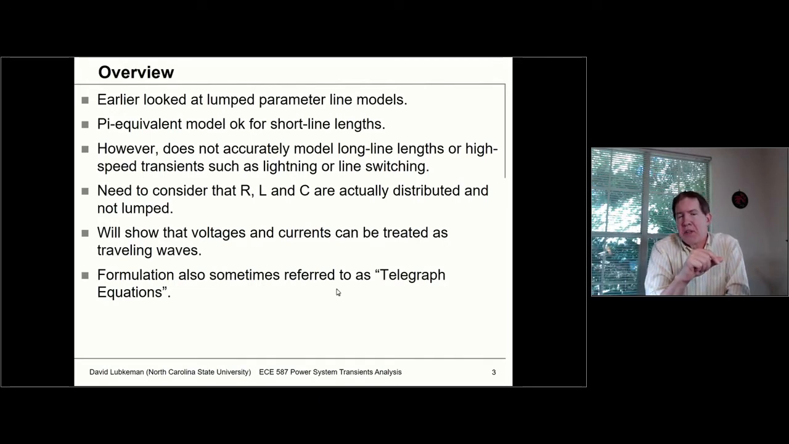And the way we're going to do this is we're going to look at voltages and currents on these lines in terms of traveling waves. These waveforms are going to be traveling close to the speed of light. And this theory has been around for a long time. This is basically the theory that was developed to analyze undersea telegraph cables, which is why they're sometimes referred to as the telegraph equations.